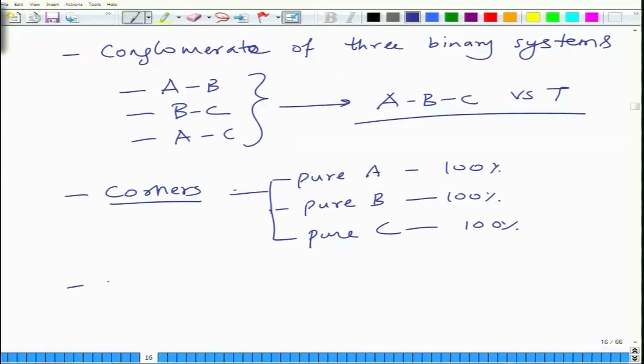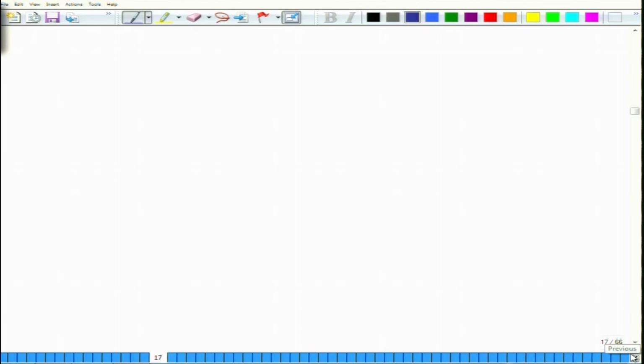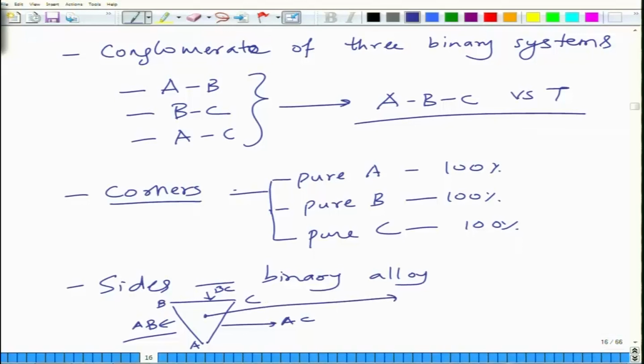And the sides basically are binary alloys. So if you look at the sides, A, B, C, this is AC, this is BC side and this is AB side. So these are the three binary systems that you have, and within this triangle what you have is the ternary alloy. So when you have some compositions within this, this is the ternary alloy. Anywhere within this triangle is a ternary alloy.